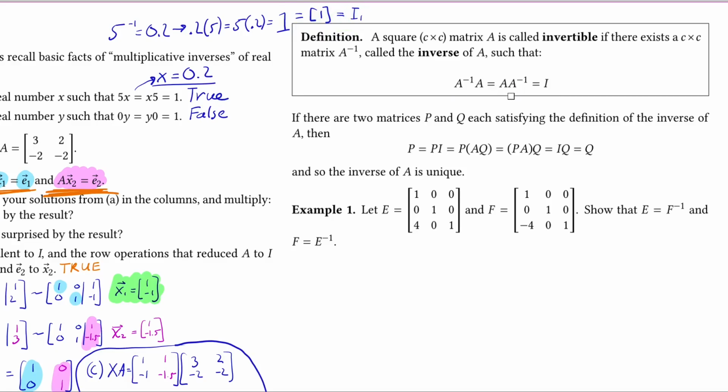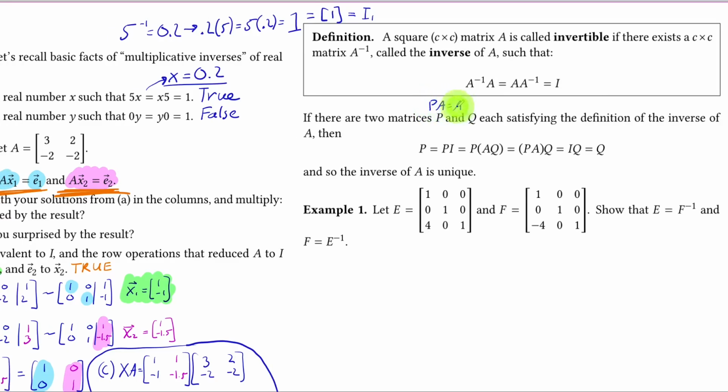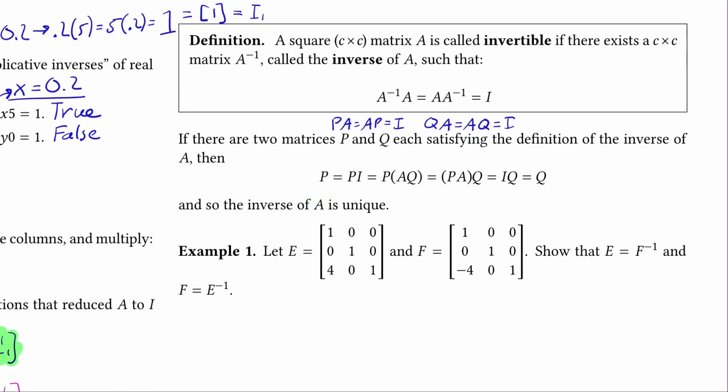Anyways, let's look at this blurb here. It turns out if there are two matrices, P and Q, each satisfying this definition of the inverse of A, meaning P times A equals A times P equals I, and Q times A equals A times Q equals I. So if those things are true, then P is the same thing as P times I. Multiplying a matrix by the identity does not change it.